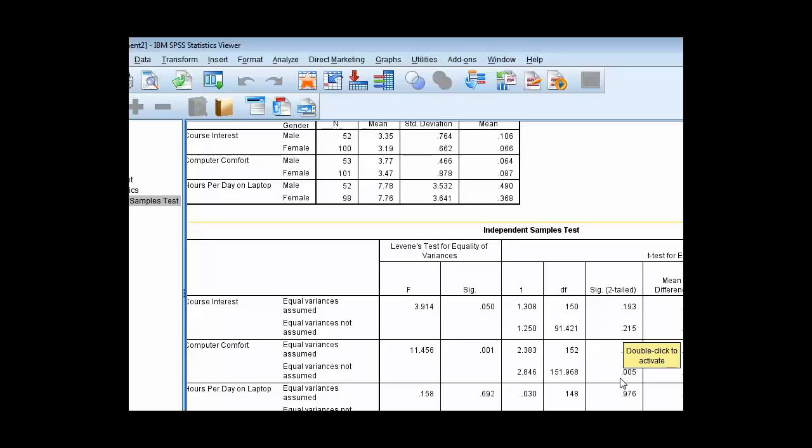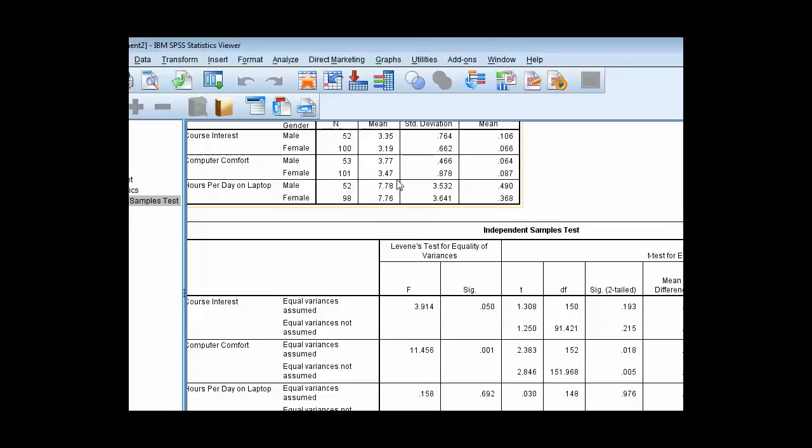Let's go down to computer comfort. Well, they're not equal variances, so I'm going to move along here. 2.8 is my t-value, and then it's 0.005. Wow, that is less than 0.05. So we can assume then, because it's so small, the chances are these differences between males and females are significant. So what does that mean?